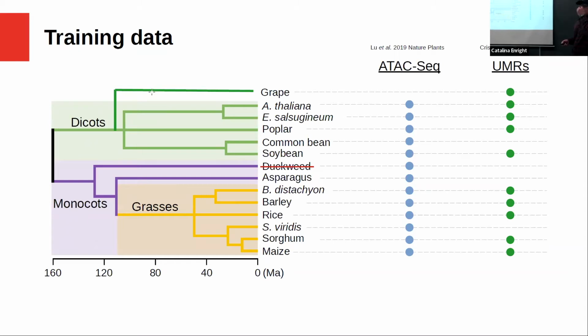So in total, I have training data from about 12 different species for ATAC-seq, spread nice and evenly across the angiosperms. For the UMRs, we have about 10 species, 5 of which are from the original grasses paper, and 5 of which were newly curated for this work in the dicots.